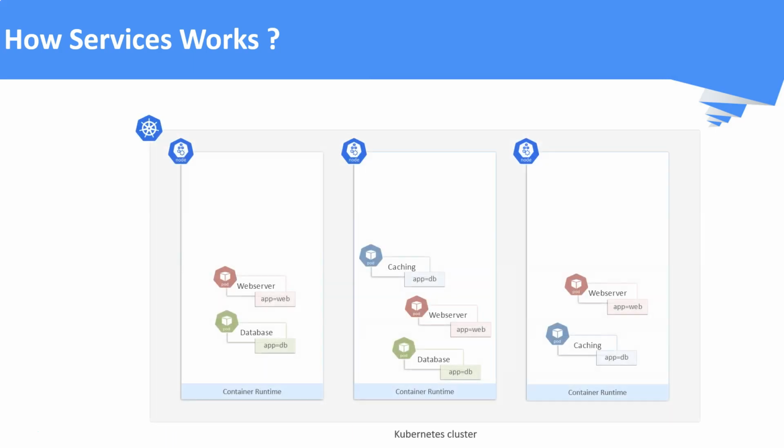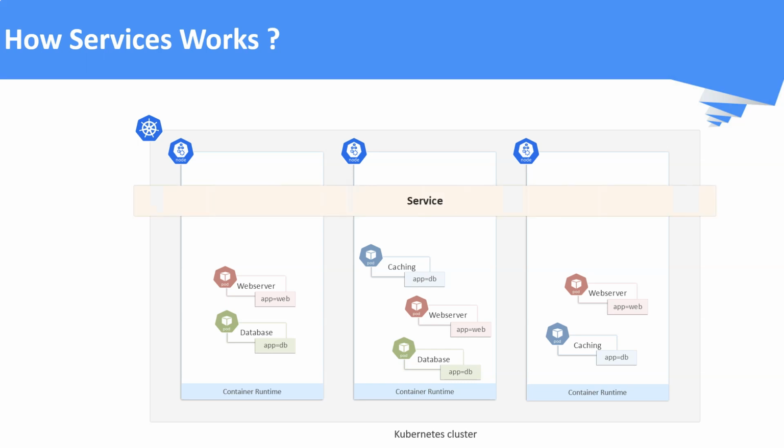How a service works. Let us take a typical cluster where we can see many pods that are running our applications like web server, databases, etc. Kindly note that every pod will have its own labels. We are going to see the importance of these labels in a minute.